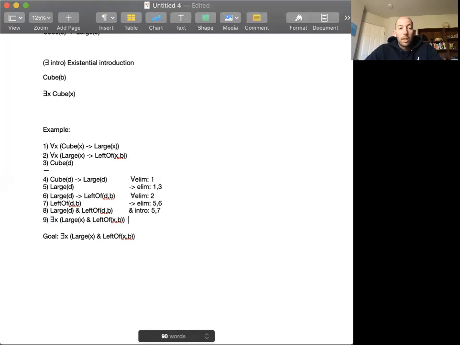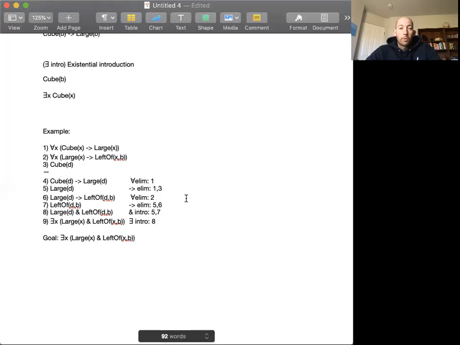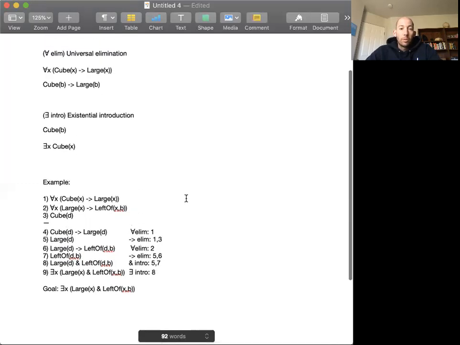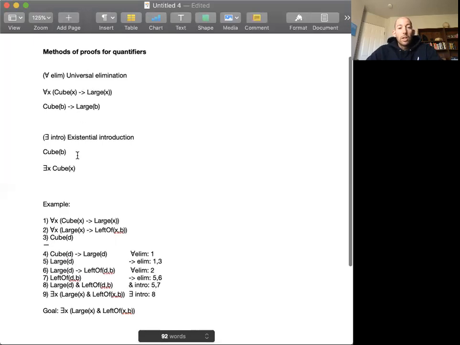So at step 9 then, I would have as my justification the existential quantifier, and this would be an intro rule, and I would be citing line 8. Okay, so that's an example that illustrates how we use both universal elimination and existential introduction in our proofs.